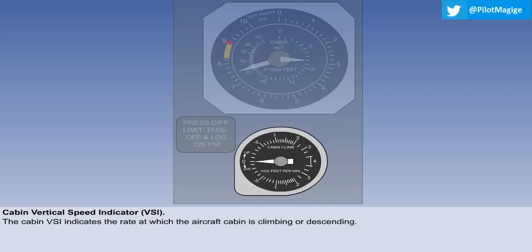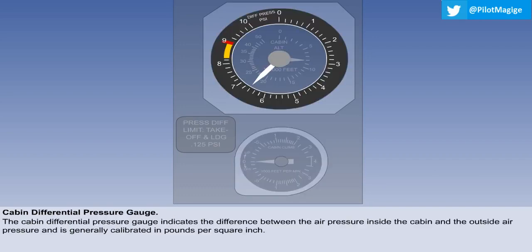The cabin vertical speed indicator, VSI, indicates the rate at which the aircraft cabin is climbing or descending. The cabin differential pressure gauge indicates the difference between the air pressure inside the cabin and the outside air pressure, and is generally calibrated in pounds per square inch. In the event of a malfunction of the pressure controller or outflow valve, a high pressure reading on this instrument would indicate that the safety valves were controlling the cabin pressure at the structural maximum pressure differential.